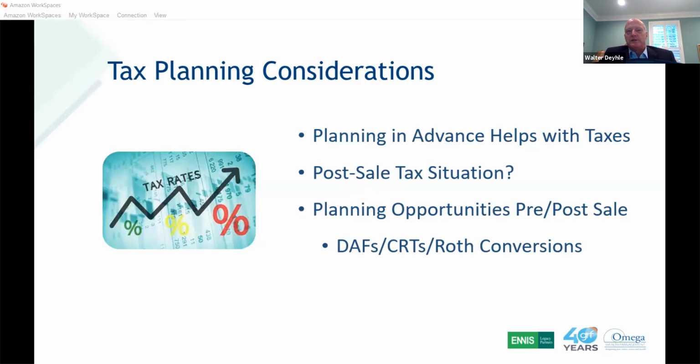If you're a C corporation, maybe it makes sense to convert to an S corporation to avoid double tax. But if you want to do that, you have to give yourself a 5-year window for that to work. So there's lots of things that need to be looked at in advance.